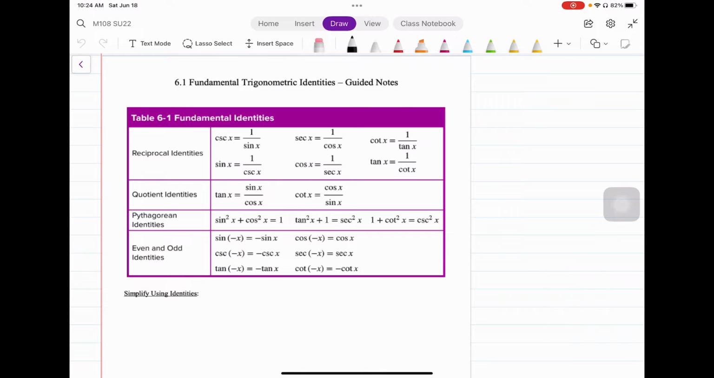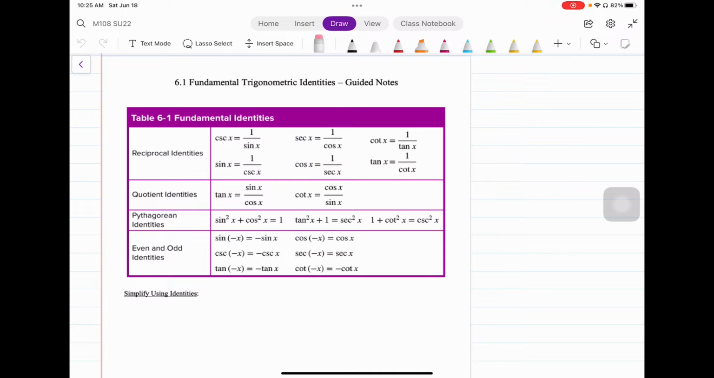We are going to continue our exploration into trigonometry by working on the fundamental identities and using them to simplify expressions and verify identities. Let's recall the properties that we learned in the previous chapter. We learned that we have reciprocal functions. Cosecant and sine are reciprocals. Secant and cosine are reciprocals, and tangent and cotangent are reciprocals.